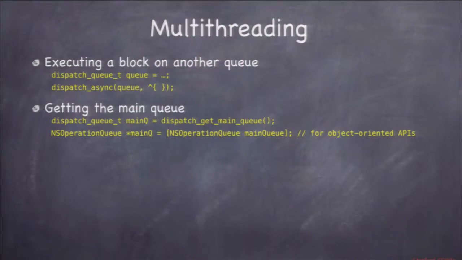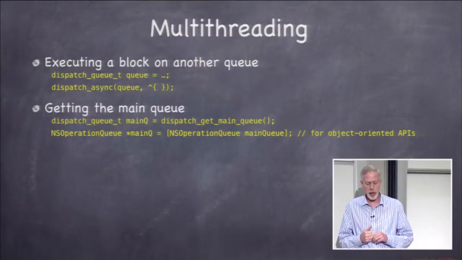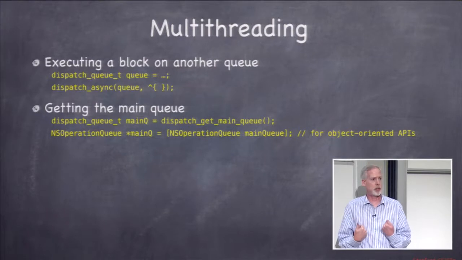All right, so how do we get a queue to do this dispatch_async with? Well, let's talk about the main queue first, because that's the most important queue that we need to dispatch things to. And the way you do that is dispatch_get_main_queue. That will return the main queue to you, and then you can call dispatch_async with a block on that.